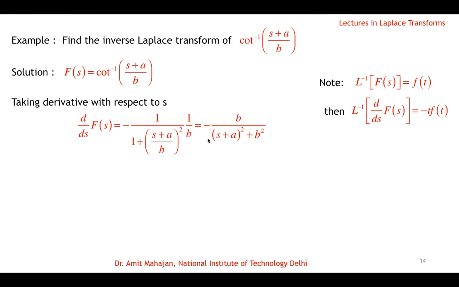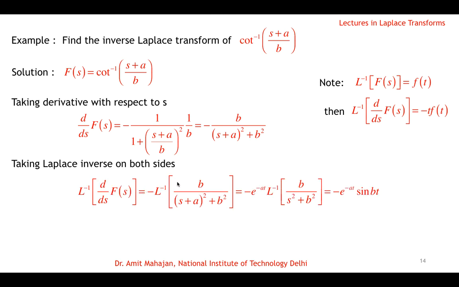So if I take the inverse Laplace on both sides, the left hand side is minus t f(t), and on the right hand side I can use the s shift, and b over s square plus b square will be sine bt. So the Laplace inverse of the right hand side is the exponential shift, which is e power minus at because of s plus a, times sine bt, and the Laplace inverse of the left is minus t f(t). Then I can divide by this minus t to find f(t). f(t) is the Laplace inverse of F(s), which is the original function. So minus t f(t) will be this right hand side, and I can calculate f(t) by dividing with minus t. So f(t) is this, and f(t) is nothing but the Laplace inverse of F(s). So the Laplace inverse of this cot inverse of (s plus a) by b is nothing but this result.